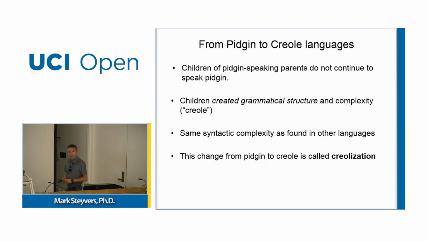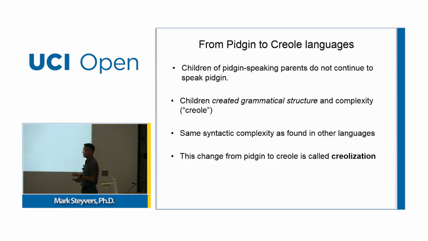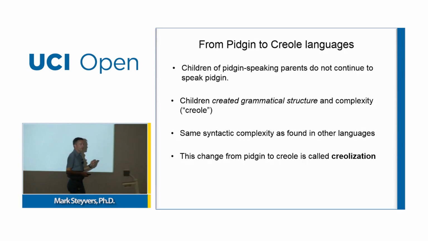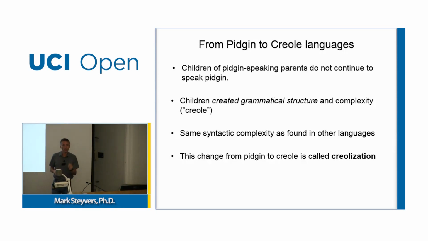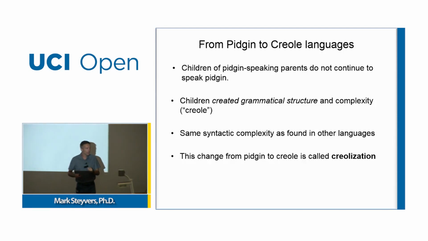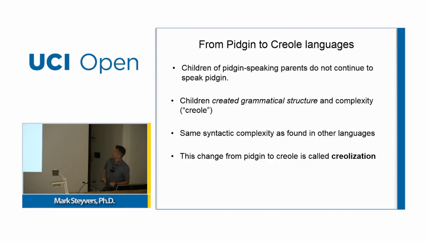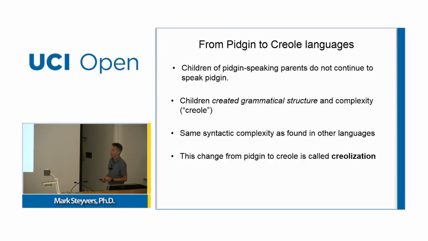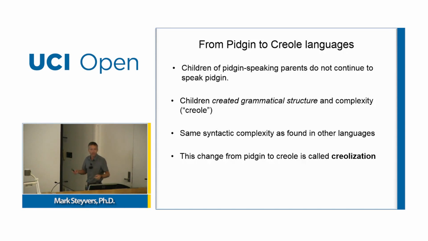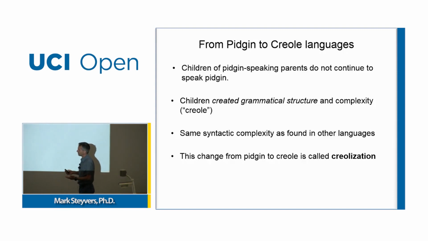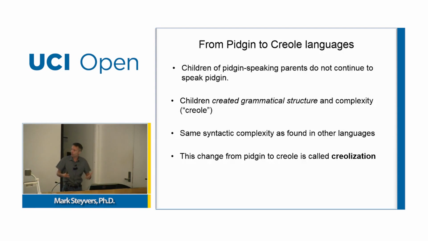Now, the children that grew up on these plantations and were exposed to the pidgin of their parents, amazingly, did not learn pidgin, they created their own language. And these are Creole languages, where the children are actually imposing some grammatical structure on the language. So they're creating new rules from scratch, and these rules are as complicated as any other language out there. So clearly the kids were not exposed to grammar, right, but created the grammar anyway.